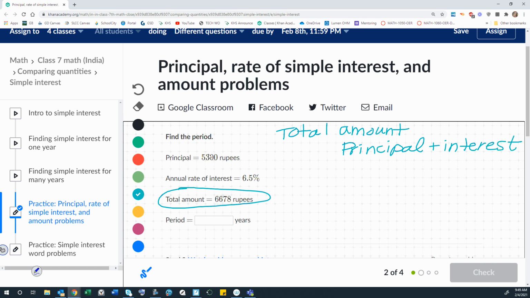So notice we've got the principal for our I equals PRT, and we have the rate. So here's P and here's R, and we're trying to find T, but we don't have I. We have this total amount instead. So to find I, we have to take the total amount, which was 6678, and subtract out the principal amount, 5,300. That will give us the part of that that is interest, because that's the money that's added in after we get that interest, right?